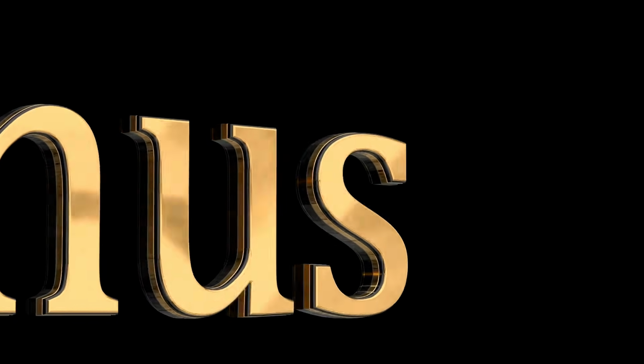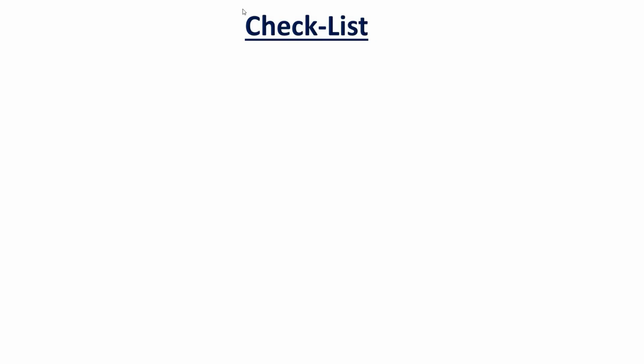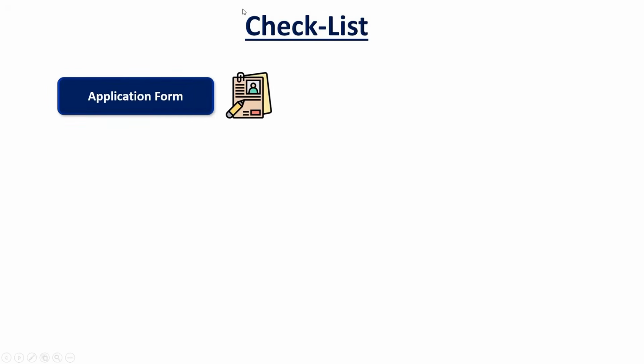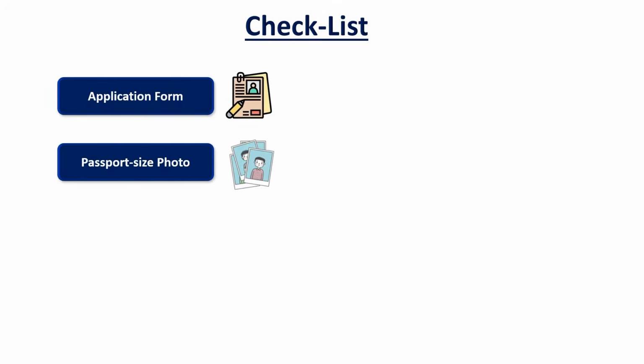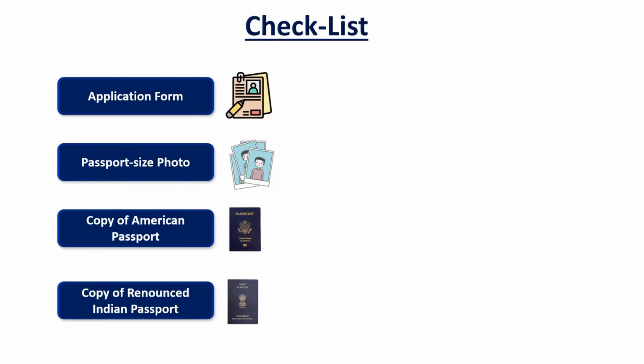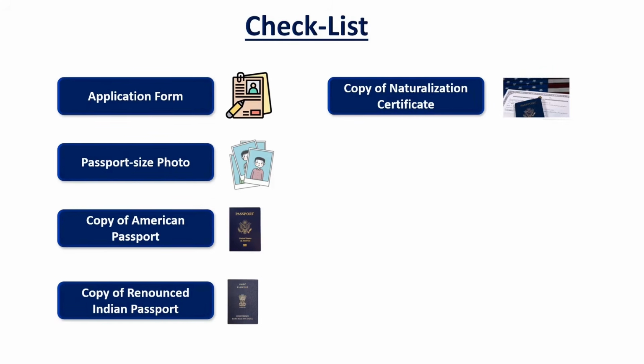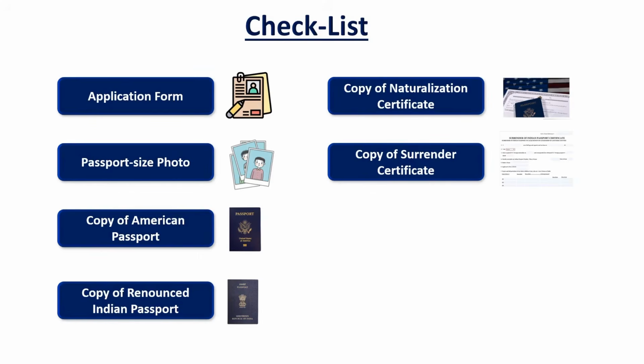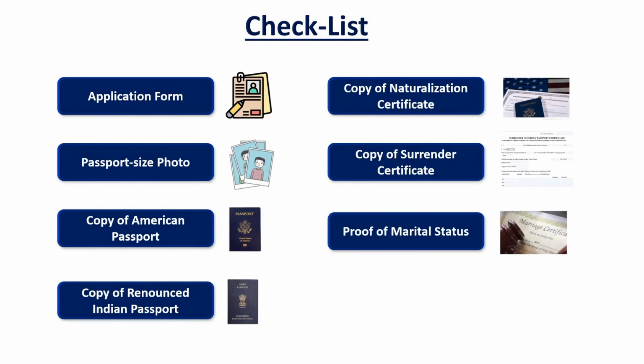And here's a bonus, the complete checklist of all required and supporting documents. Take a printout of your application form from Step 1. Make sure to attach your passport size photo and sign the form. Include a photocopy of the informational pages of your American passport and surrendered Indian passport. Add a photocopy of your naturalization certificate and surrender certificate. Also include a photocopy of your marriage certificate, divorce decree, or death certificate, if your spouse is deceased.